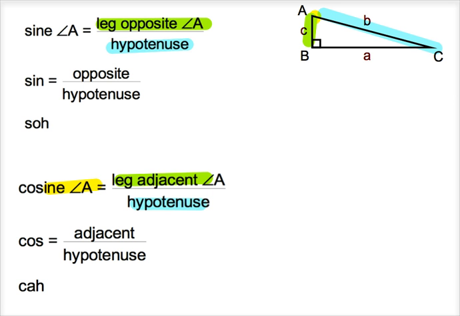So if I put them all together, sine, cosine, and tangent, it would be SOHCAHTOA. And I remember the phrase SOHCAHTOA stands for sine is opposite over hypotenuse, cosine is adjacent over hypotenuse, tangent is opposite over adjacent.